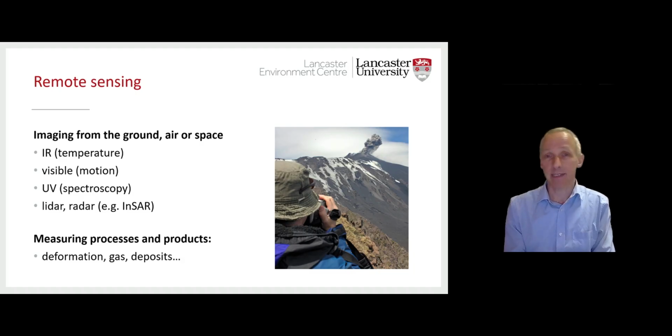Where direct contact or access for sampling is not possible, we can also make measurements from a distance by using remote sensing methods. Remote sensing data are often collected from satellites or from airborne sensors, but they can also be from ground-based observations too. These sensors make measurements of different regions of the electromagnetic spectrum, so they can cover infrared, visible and ultraviolet wavelengths.